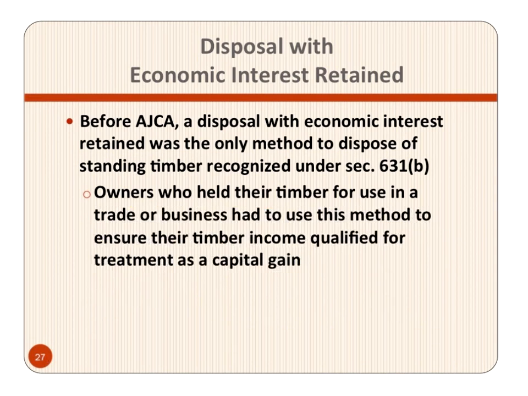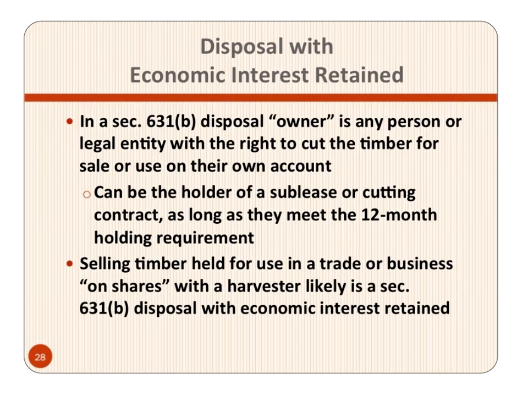Before the American Jobs Creation Act, a disposal with economic interest retained was the only method you could use to dispose of standing timber that was recognized under Section 631(b), so owners who held their timber for use in a trade or business had to use a disposal with economic interest retained to qualify for treatment as a capital gain. But as we saw a little while ago, that's no longer necessary.